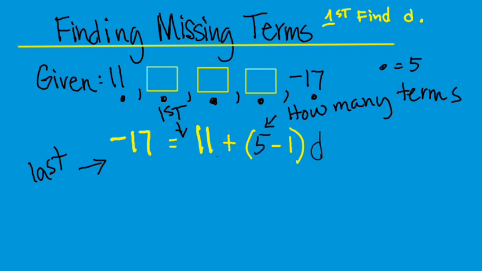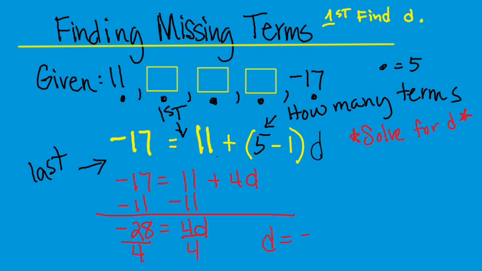Now I can do the math. 5 minus 1 is 4. Now I have 4 times d, and I subtract the 11, getting negative 28 equals 4d. Divide and get d is negative 7. Whoop, whoop. Now I could solve for anything, right?